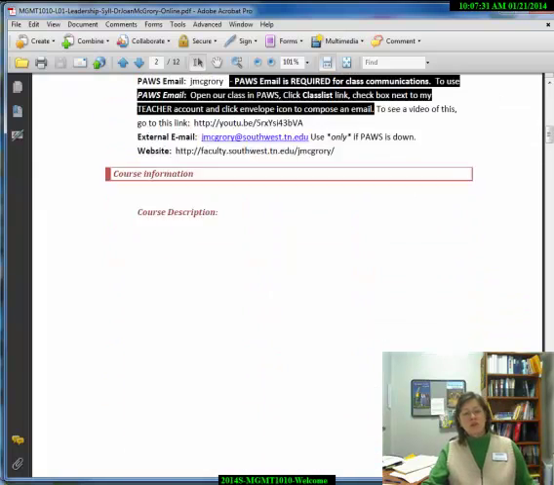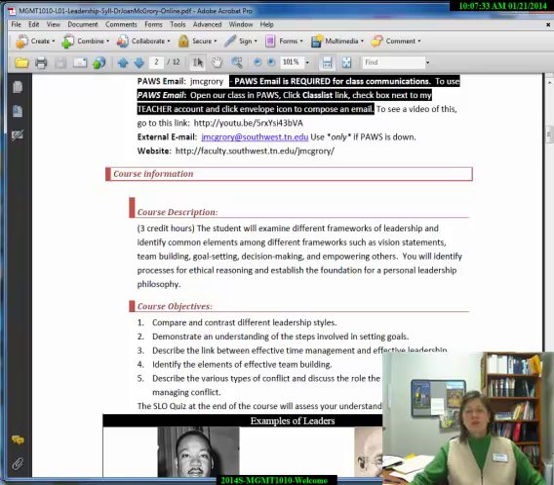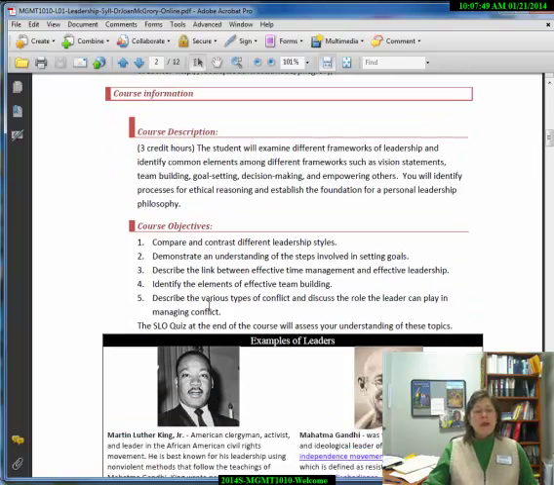Now, what is this course about? We sign up for courses, we say, I don't know, it was open, I was able to get the last seat, let me sign up for it. Well, what are we going to learn in this class? There's the description. We're going to learn about different leadership frameworks, vision statements, team building, goal setting. You can read that.